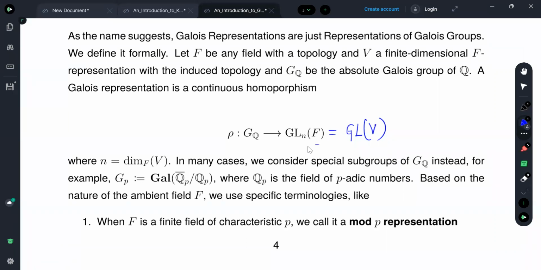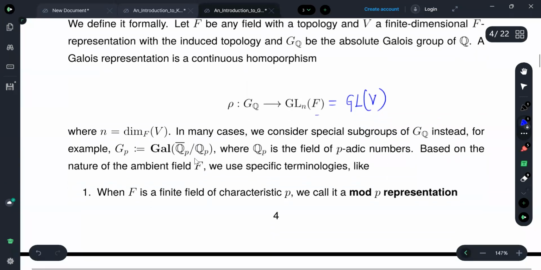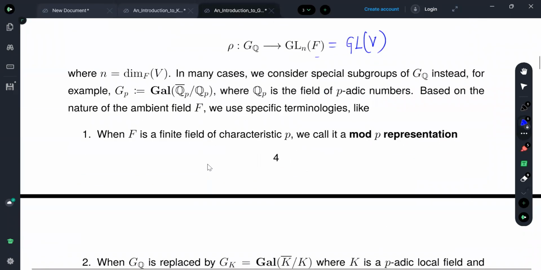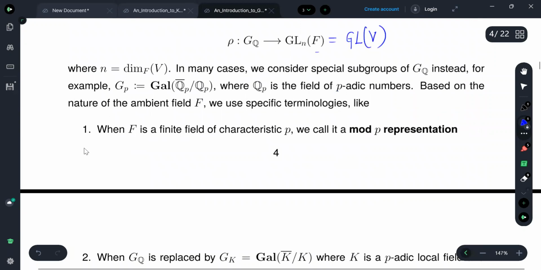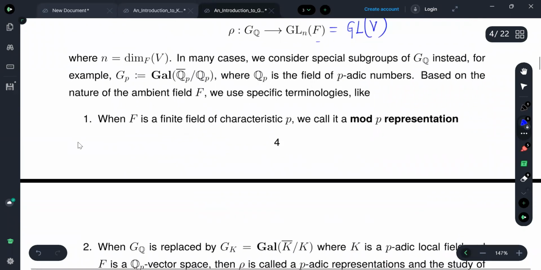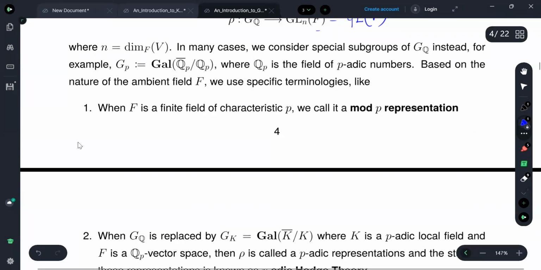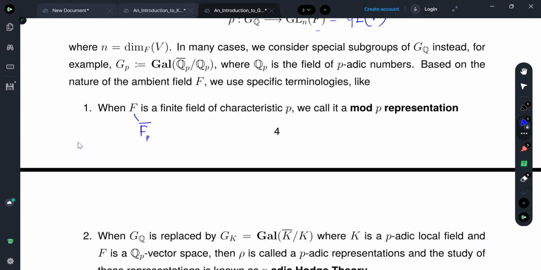In many cases, as we said, we consider special subgroups like GP. For those cases, there are certain terminologies that we use in standard literature. When F is a finite field of characteristic p, we call it a mod p representation. Also, if F is the algebraic closure of a finite field, which we denote by Fp bar, then we also call it a mod p representation.